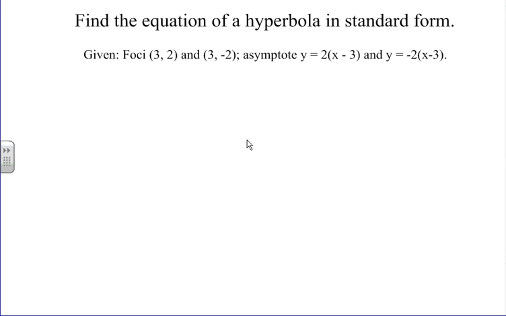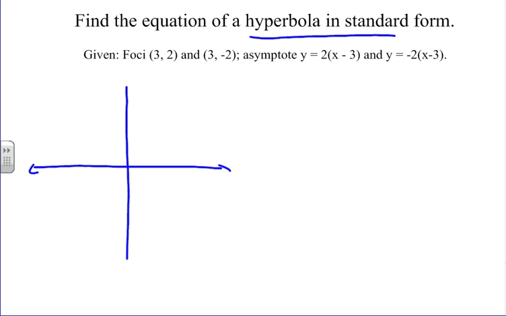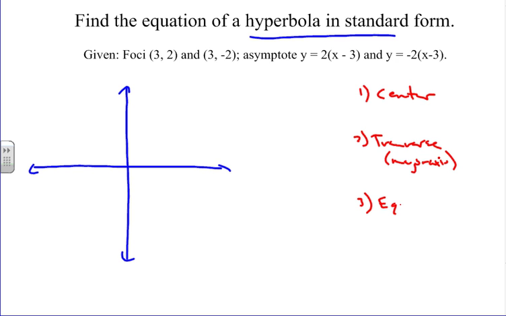So we want to try to figure out this hyperbola in standard form. The first thing is I always like to graph this out or sketch the graph, to determine what we need to do, because we need to determine where our center is. We need to figure out the transverse axis of this hyperbola, and then we're going to fill in the equation by using the information we have. So that's our strategy, those are the steps that I'm laying out.